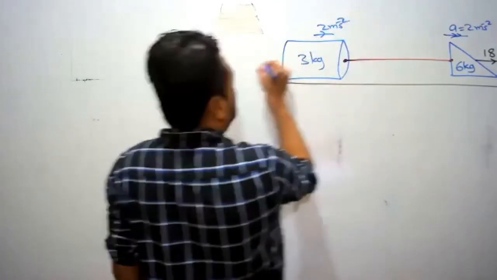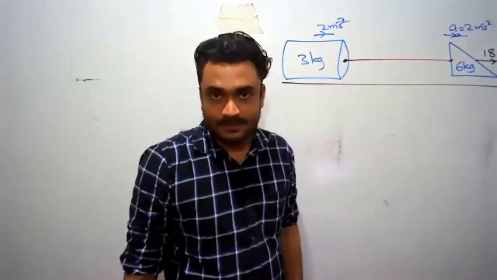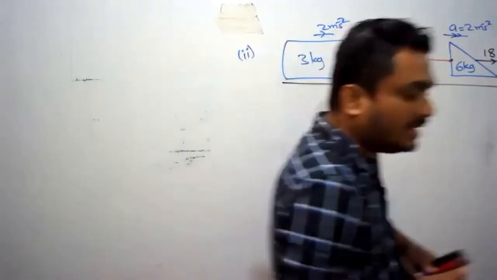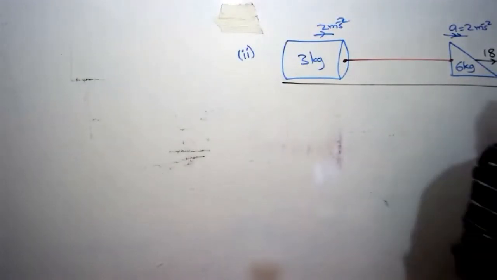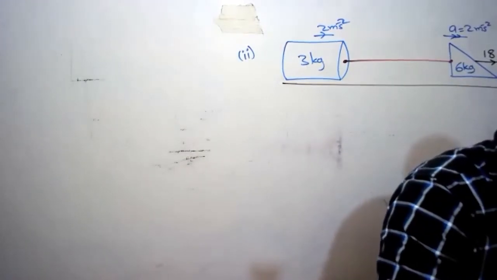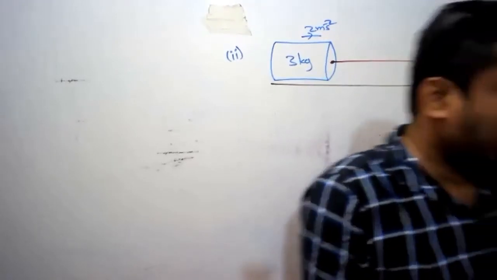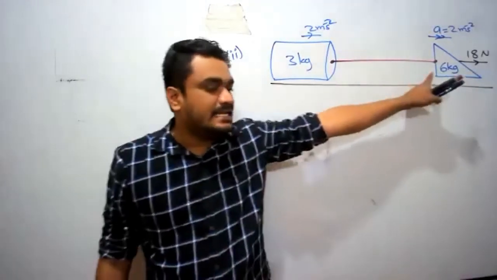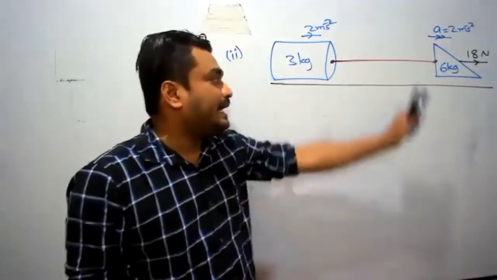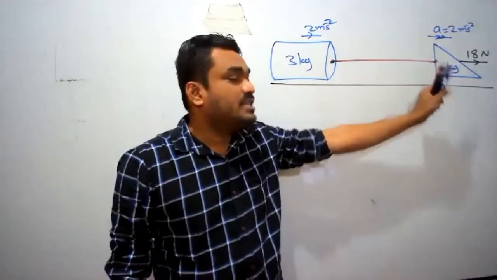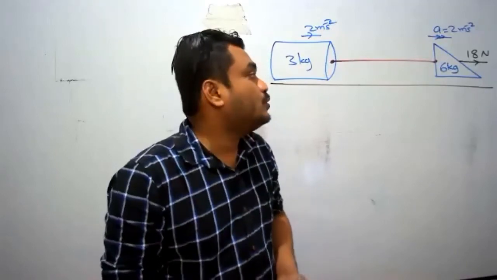Right. Now I'm going to draw the free body diagrams. First of all, I have drawn the normal figure given in the question, and now I'm going to draw the free body diagrams. Before I draw this figure, I'm going to ask a few questions. This 6 kg object is moving to my right hand side. Why is this object moving to the right hand side? Somebody tell me.